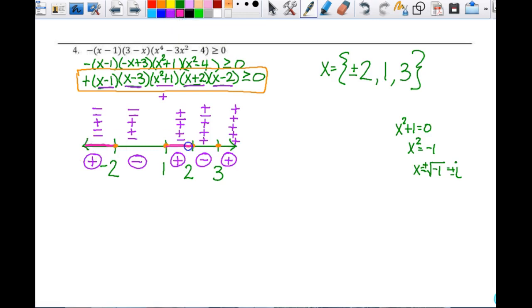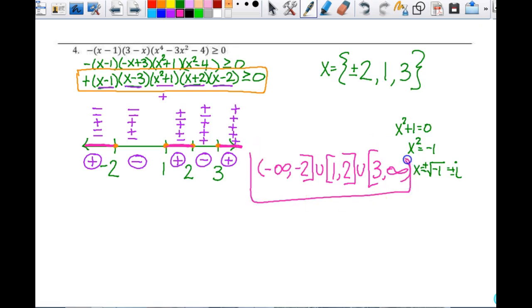So this one, and this one. So I'm going to go from negative infinity to negative 2. I am including the negative 2 because it's solid. Then I'm going to go from 1 to 2, including them both because I have closed circles. Then I'm going to go from 3 to infinity. Okay, there's my answer. Kind of ran into my x's over here.